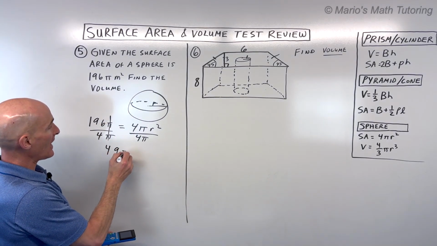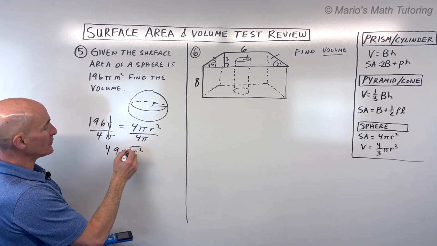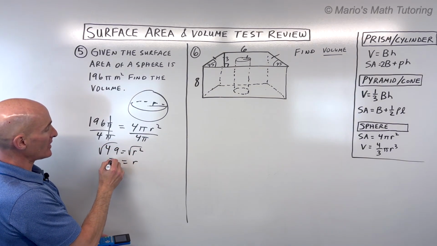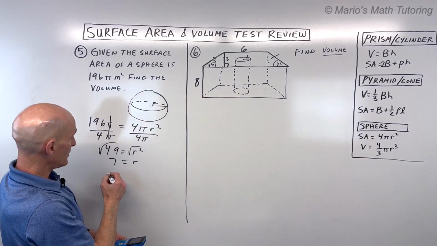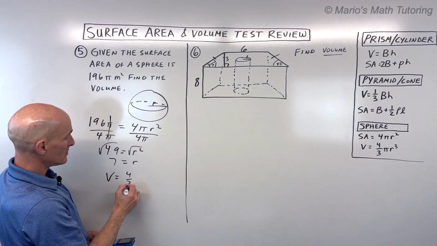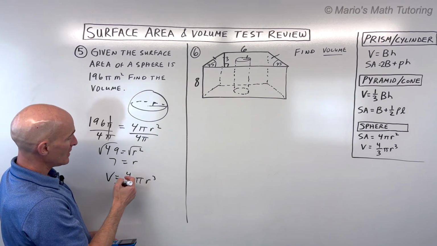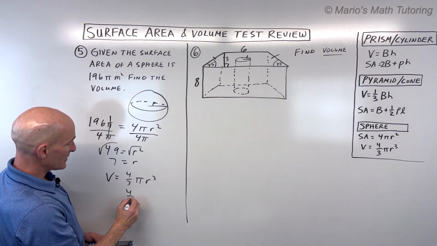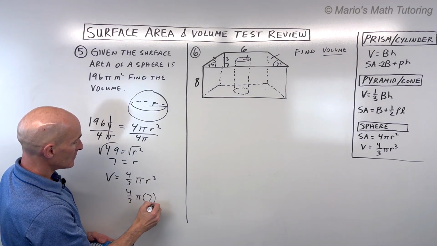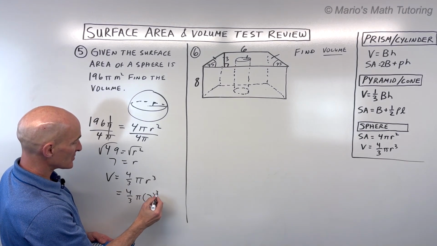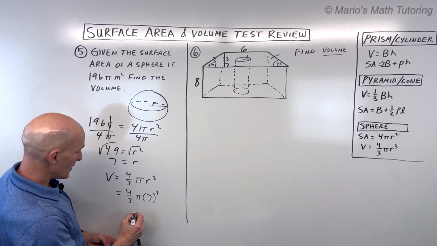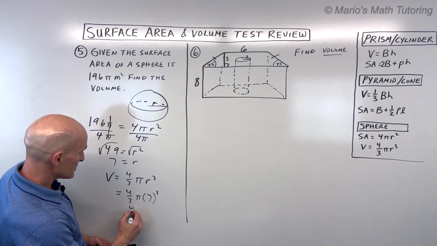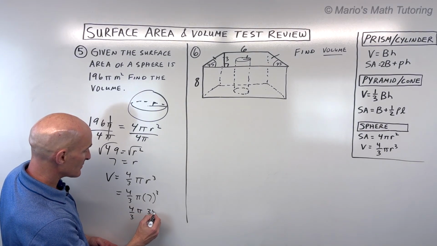So we get 49 is equal to r squared, and if we take the square root, we can see that our radius is 7. But to find the volume, we want to use this formula, 4/3 pi r cubed. We're going to put 7 in place of the radius, and we're going to simplify. So 7 cubed is 343, and so we have 4/3 times pi times 343.